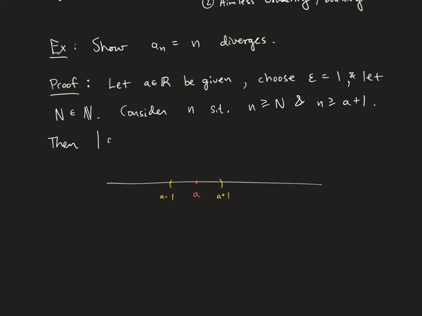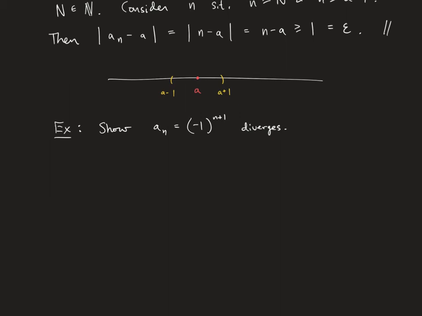Then all we have to do is look at the difference between a_n and A, and a_n is just n, so this is just n minus A. And n minus A is bigger than or equal to 1. We know that n minus A has to be positive, and so the absolute value of n minus A is just n minus A, and that's bigger than or equal to 1, and 1 is equal to epsilon by definition. That's what we had to do. We had to say that our sequence ends up further away than epsilon from A. So this is our complete proof here, and this proves the divergence.